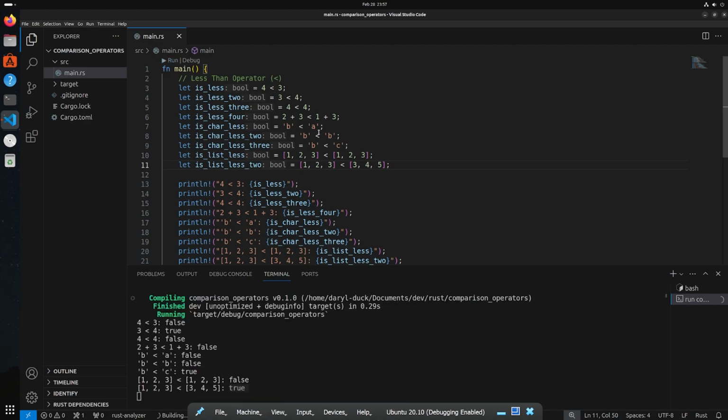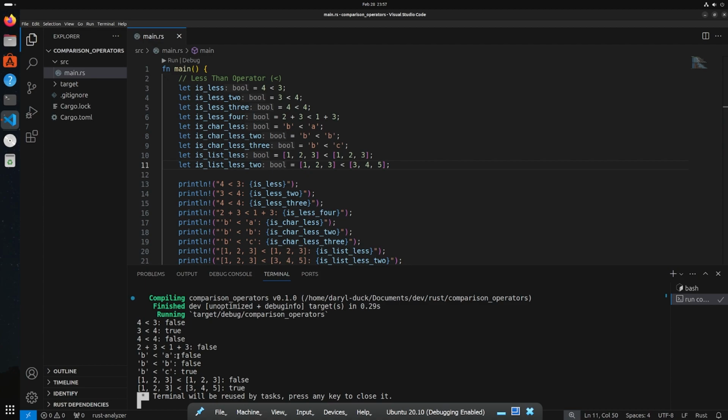So let's just run that and check it. So 4 less than 3, that's false. 3 is less than 4, so that's true. 4 is less than 4, well, that's false because they're equal. 2 plus 3 is less than 1 plus 3, that's false because the right-hand side's less than the left-hand side, right?